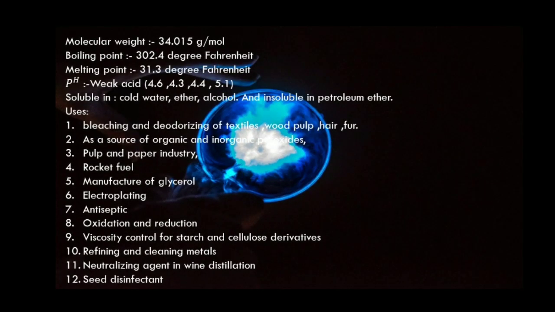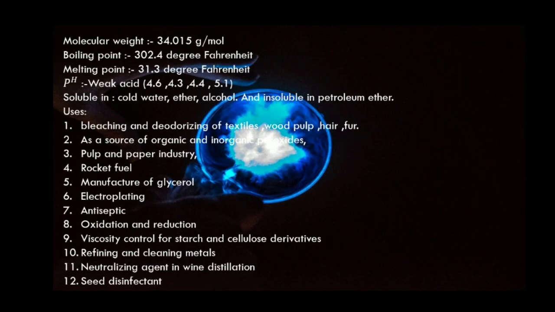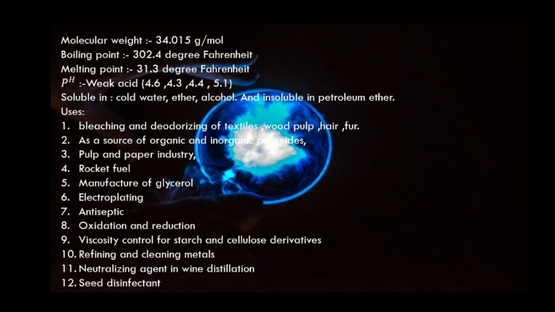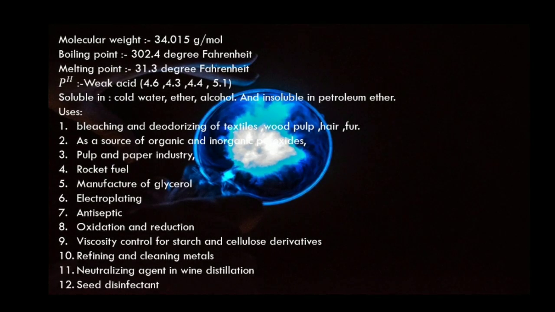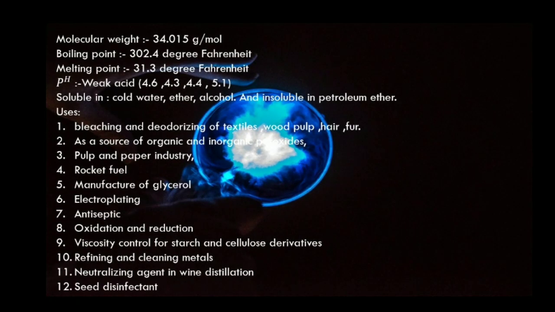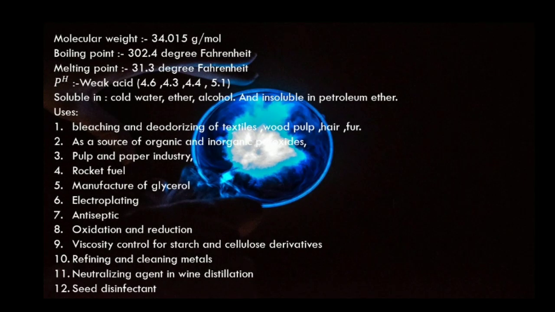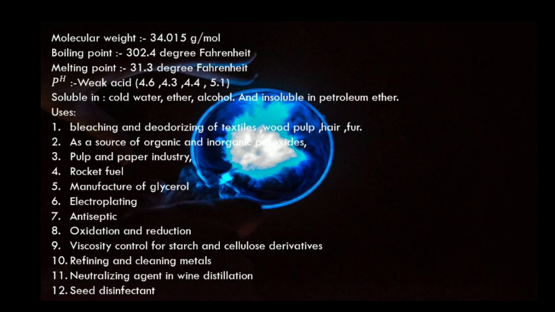Hydrogen peroxide has a vast application both in industrial and household purposes. It is used in bleaching and deodorizing of textile and wood pulp, hair, fur, etc., as a source of organic and inorganic peroxide. In the pulp and paper industry, and as a rocket fuel, we use hydrogen peroxide. In the manufacture of glycerol, we also use hydrogen peroxide.